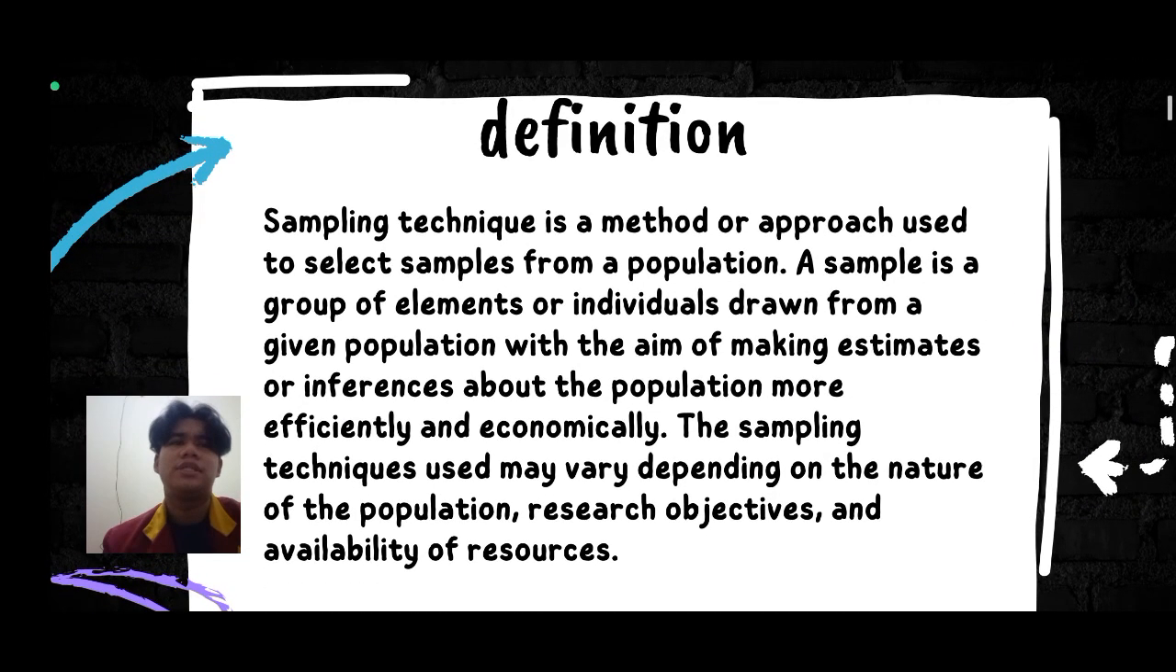What is sampling technique? Sampling technique is a method or approach used to select samples from a population. A sample is a group of elements or individuals drawn from a given population with the aim of making estimates or inference about the population more efficiently and economically. The sampling techniques used may vary depending on the nature of the population, research objective, and availability of research.